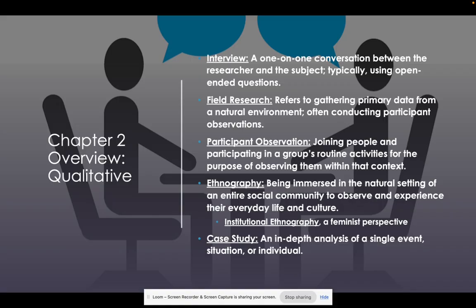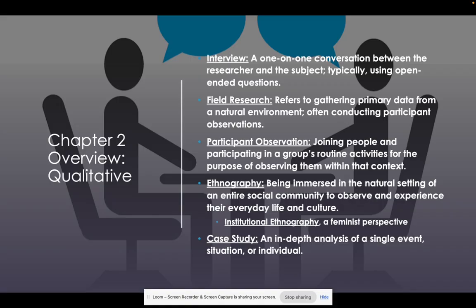But basically, institutional ethnography is a feminist perspective or approach to ethnography where you focus on the experiences of women and other folks with historically marginalized identities, like the LGBTQ plus community and people of color. The reason being is that often these folks have been erased from history and from social science research. And so by focusing on their experiences through institutional ethnography, you're giving life and exposure and representation to those historically marginalized communities.